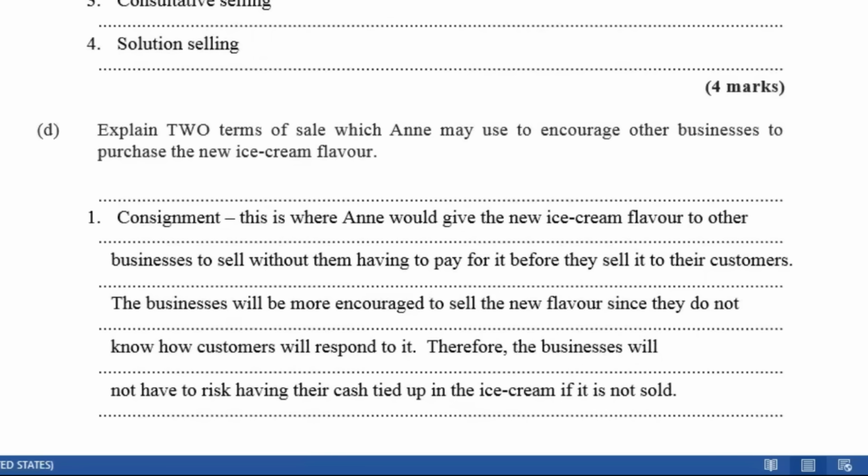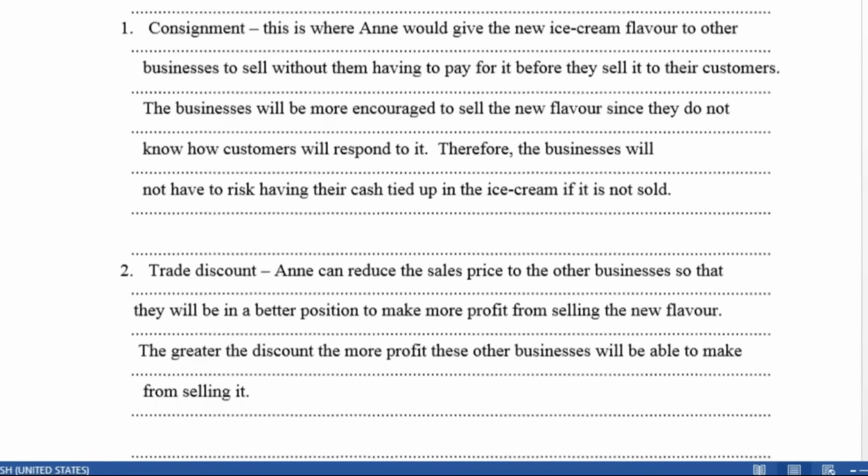So these other businesses will naturally be more encouraged to sell the new flavor, because they will not be in a position where they risk having their cash tied up in the ice cream if it's not sold, because it's a new flavor. These business people don't know yet how the customers will respond to the new flavor until they test the waters. So if Anne wants to get other businesses to sell the new ice cream flavor, it makes sense to do so on consignment. The other one is trade discount.